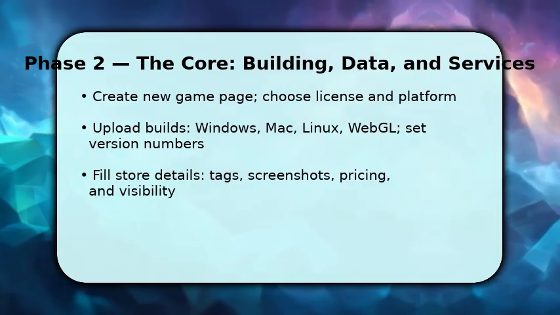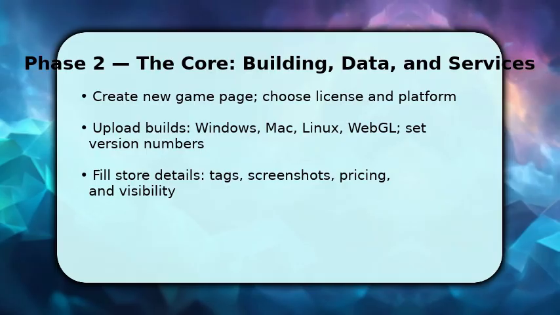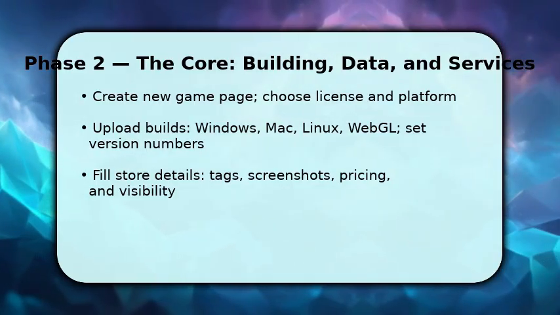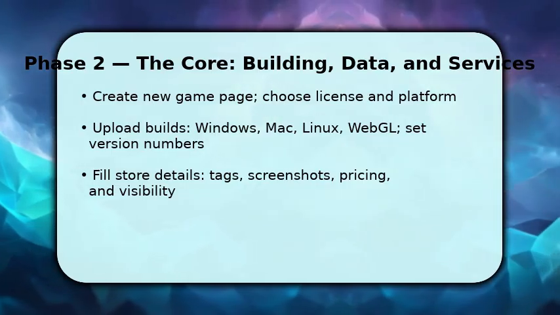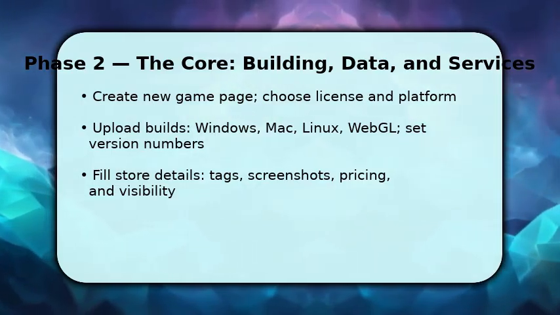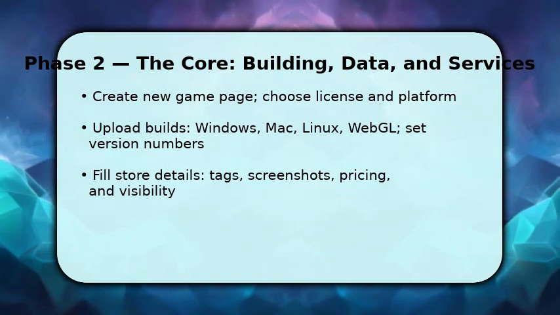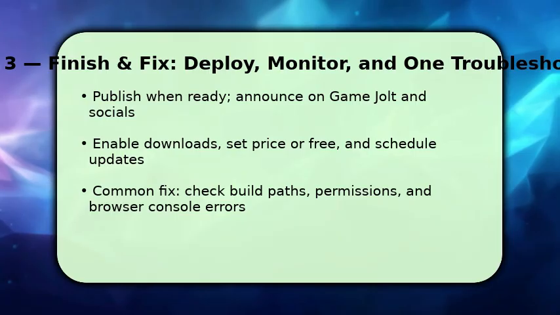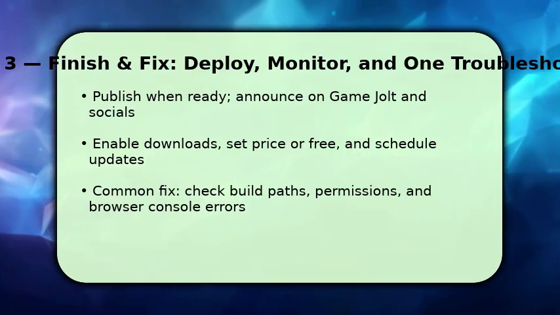Make sure to add screenshots and a short trailer, pick tags and categories, and choose visibility: public, hidden, or draft. Once uploaded, check browser builds in multiple browsers to confirm they run before moving to release. You publish the game page when all assets and builds are verified. This makes it visible on Game Jolt.